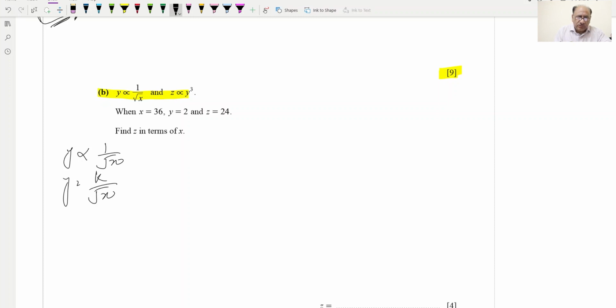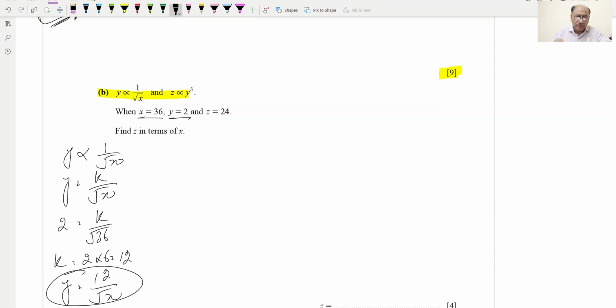Now we can use these values. They're saying x is equal to 36 when y is equal to 2. So y is equal to 2 and this is root 36. So k will be equal to 2 into 6, which is equal to 12. So k value is 12. So our equation will become y is equal to 12 over root x. This will be our equation which we found.